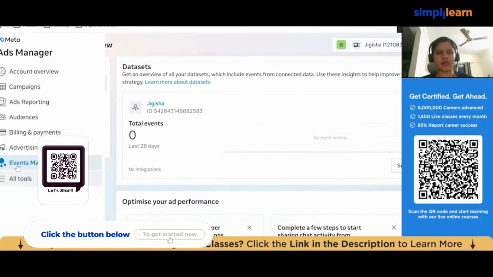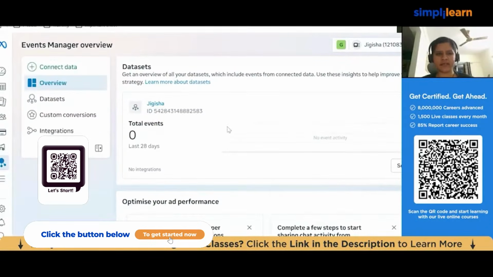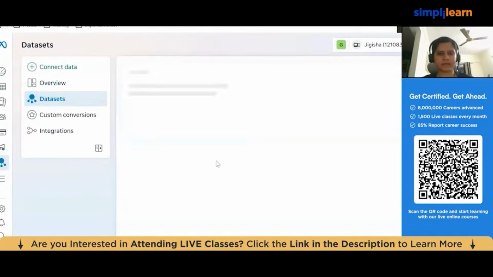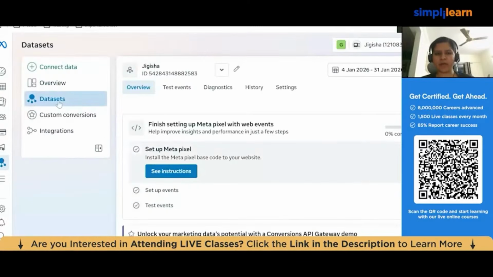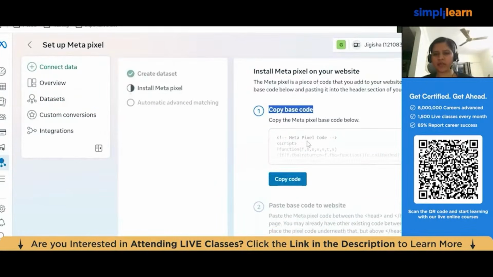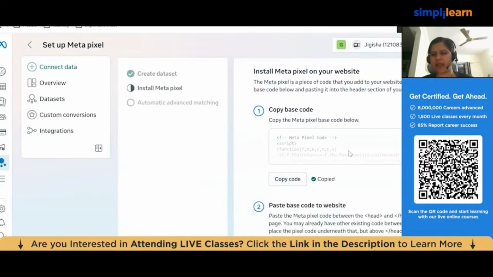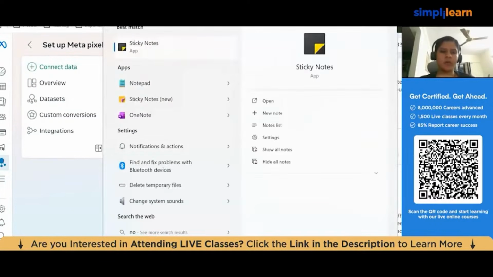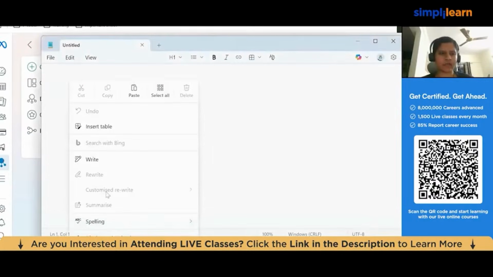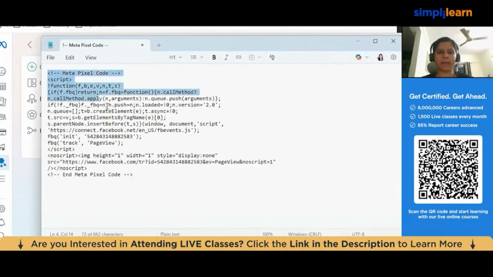Yeah, so guys, as you go to the events manager, it takes you to a page like this. Here you will go to data set. Here it will give you an instruction to set up Meta pixel. So here you have to say see instructions, and can you see this copy base code? You have to copy this code. So Jessica will have to copy this code and put it into a notepad, because she has to send it across to the developer, and she has to paste it over here. This is what the Meta pixel code looks like. So this is your first code.